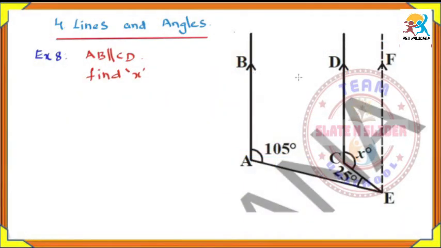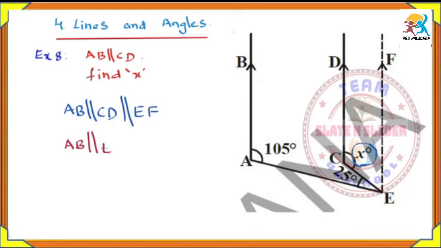In this figure, AB parallel to CD and we have to find X. What should we have to find? X. To find X, we require a line which is parallel to CD. At E, I have drawn a line parallel to CD. Already in the given, AB parallel CD, and now I have drawn CD parallel to EF. Just observe, AB parallel CD and CD parallel EF. That means AB parallel EF.